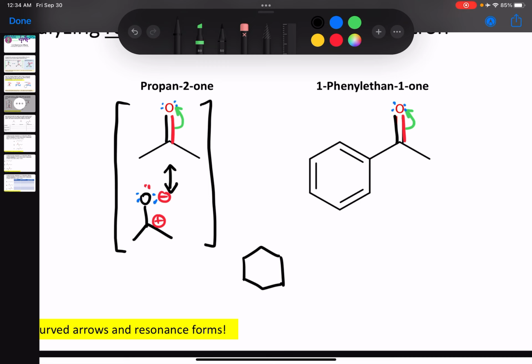Make sure you enclose all of your resonance structures in square brackets. So we can draw it there. Let's put this oxygen there. Negative oxygen, positive carbon, pi bond, pi bond, pi bond.